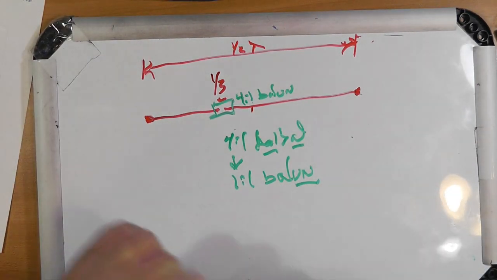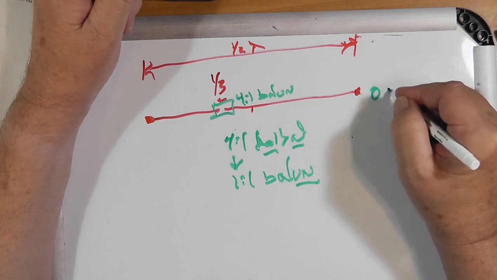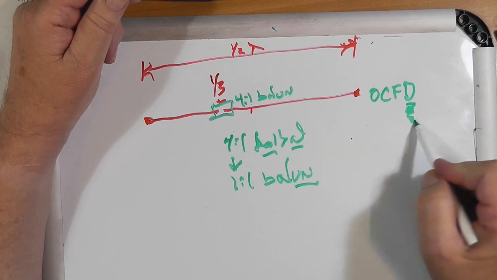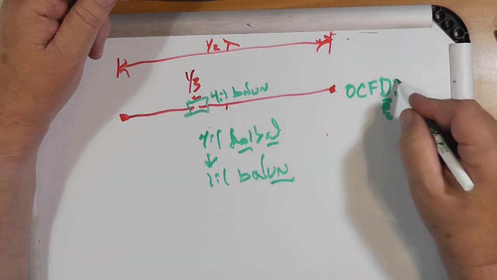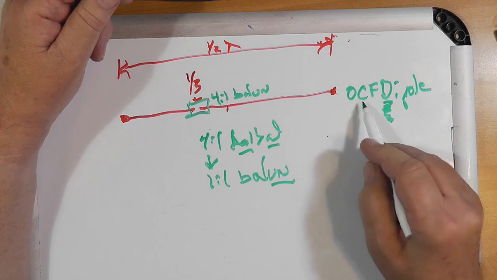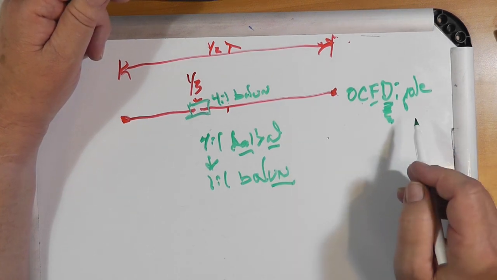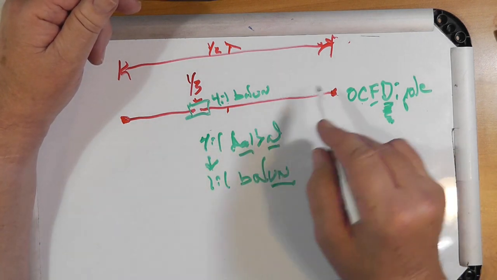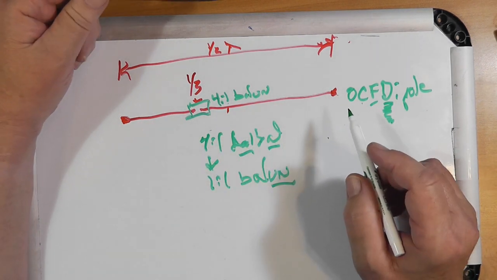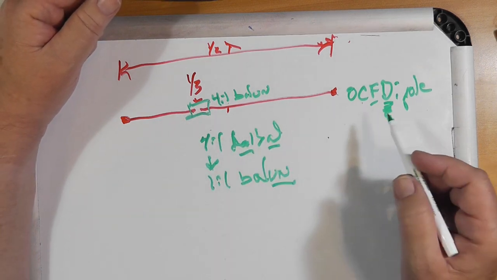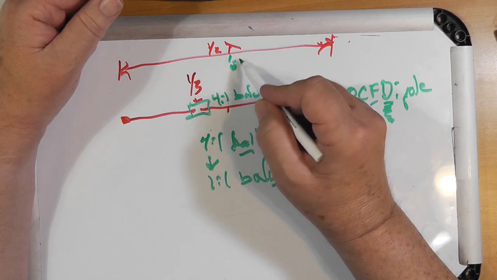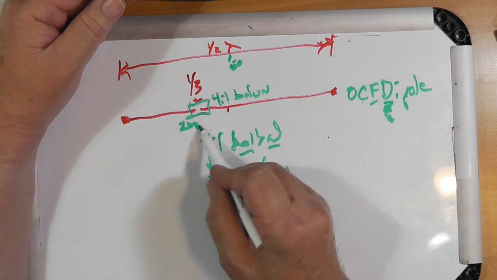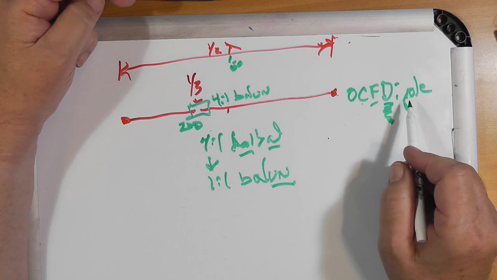Now this will create an off-center fed dipole. I want you to see that D right there. You see that D? That is dipole. An off-center fed dipole is still a dipole. A dipole does not need to be fed in the center. It can be fed anywhere along the line as long as you match the impedance of the line at that point. Remember, it's on the order of 50 here, and it's on the order of 200 here. And it's still a dipole.